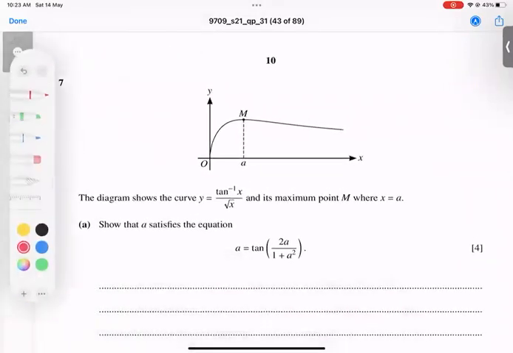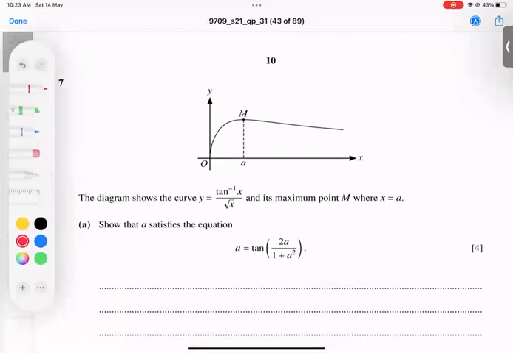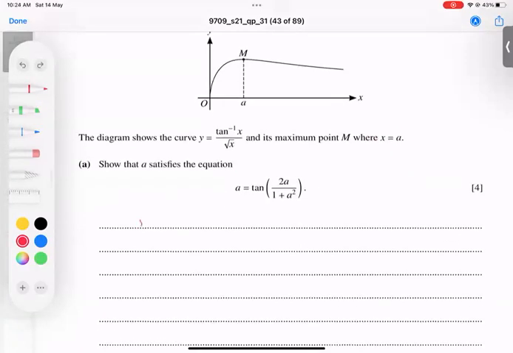Question number 7. What question number 7 do we have? The diagram shows a curve, the equation is mentioned here, and the maximum point is mentioned at x equals a. So it means if I differentiate, I must put the x value a, then I have to show this connection. So let's start. Bismillah ar-Rahman ar-Rahim.